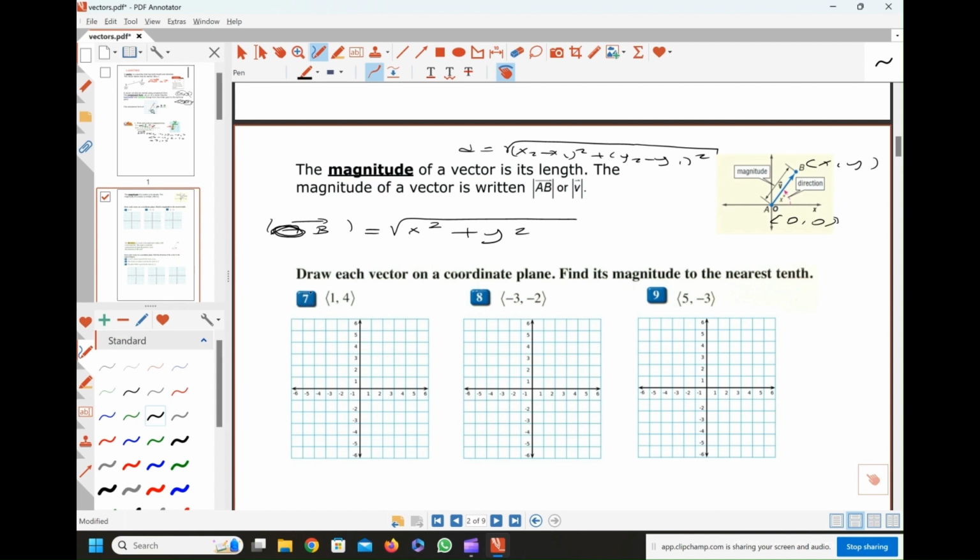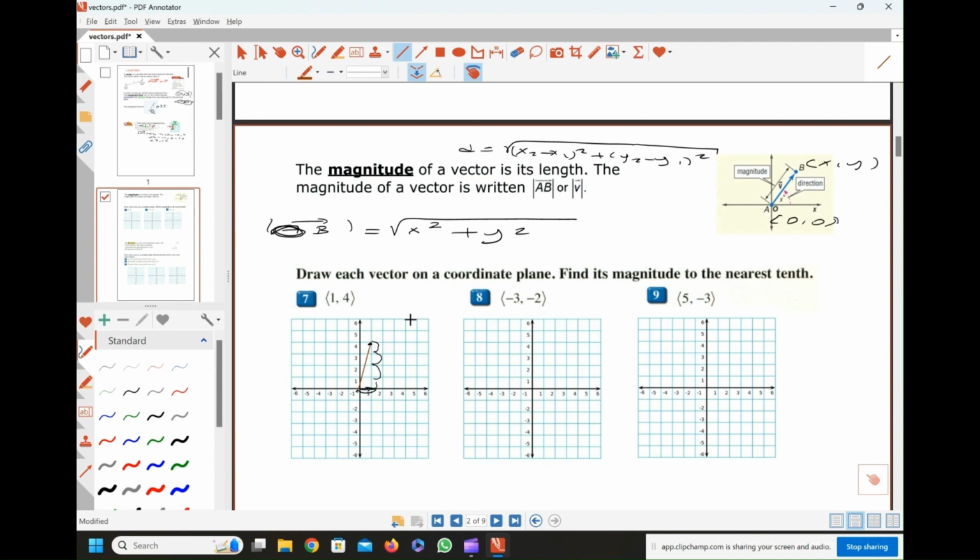Exercise 7. Draw each vector on the coordinate plane and find the magnitude to the nearest tenth. So draw the coordinates. So x is 1. The change horizontally is 1. So you go 1 unit to the right and 4 units up. 1, 2, 3, 4. You are here. So connect from 0 to that point. So this is going to be your vector.